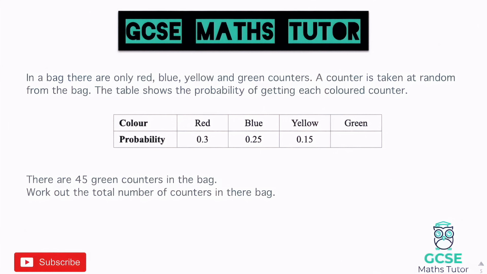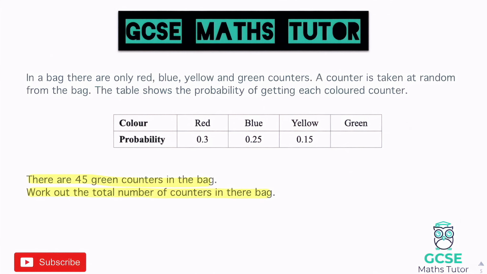This question says, in a bag there are red, blue, yellow and green counters. A counter is taken at random from the bag and the table shows the probability of getting each coloured counter. So we've got red, blue and yellow and we're missing green. Then it says later in the question that there are 45 green counters in the bag. Work out the total number of counters in the bag. So if we have a look here, we just need to figure out what's missing. What's that probability of getting green to start with?